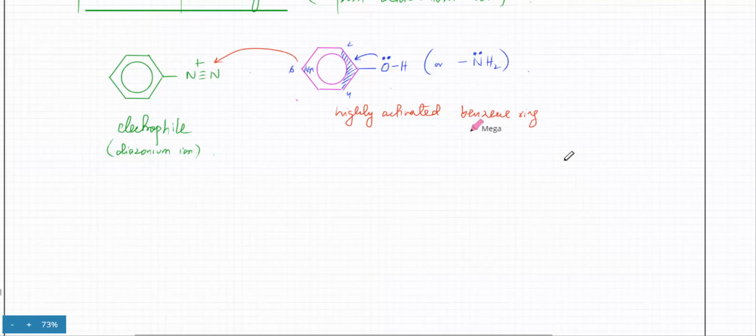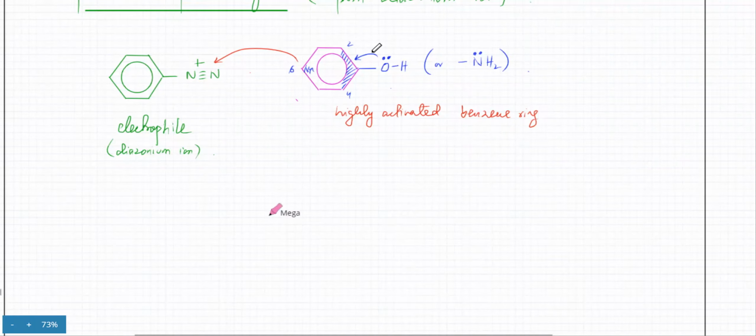So the activated group will donate the electrons. I mean, the diazonium ion is trying to pull the electrons, right? But previously, you didn't have a lot of electrons over here. Previously, the electrons were very distributed. So the electrons were attracted, but not very strongly. Now there are lots of electrons over here because the lone pair is also mixed with this electron cloud. Sara, is this clear? Yes, sir.